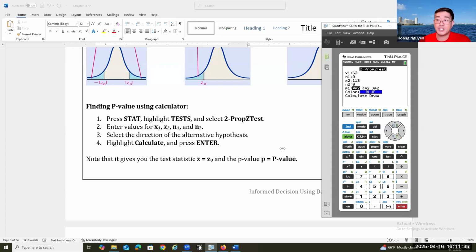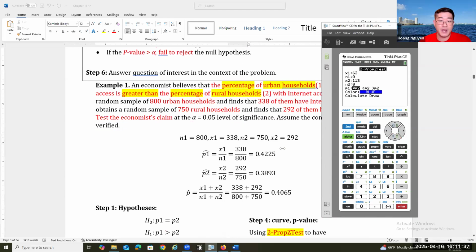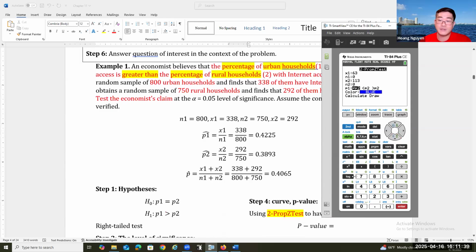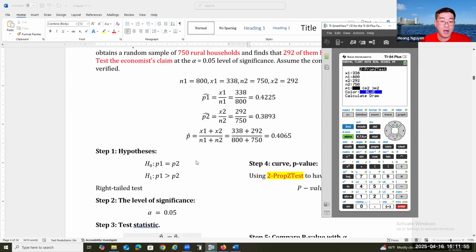After you select the two-proportion z-test, the calculator will ask what's x1. So x1 is equal to 338. Enter. n1 is equal to 800, and then x2 is equal to 92, and then n2 is equal to 750. For the alternative hypothesis, we're going to get more than, so p1 is more than p2. Make sure that you go to this option and hit the enter key to highlight that option. And then after that, we're going to go down to calculate.